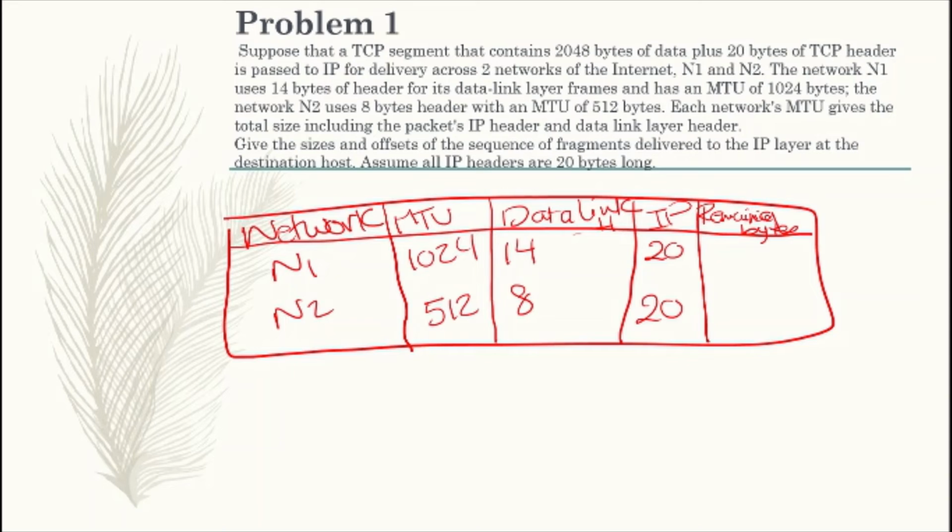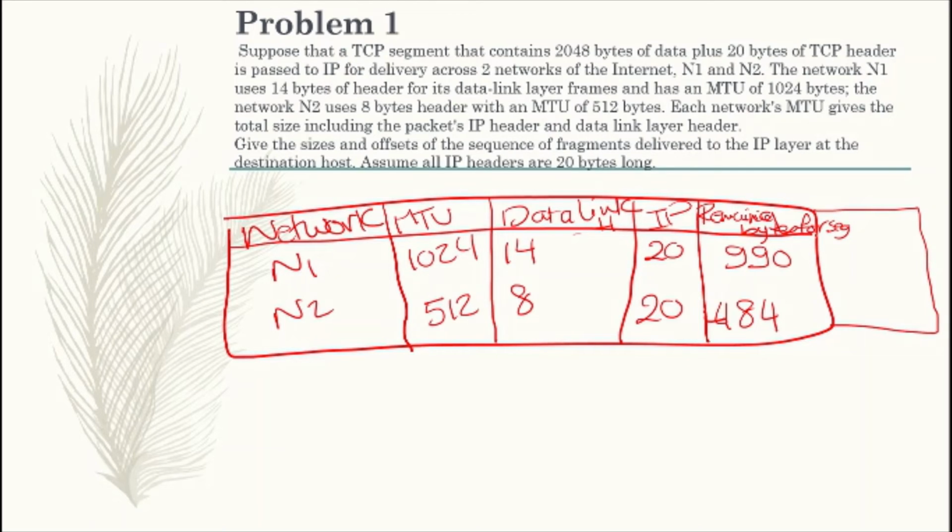So the remaining bytes for a segment would be 990 for N1, and in N2 would be 484. Again, how did we get these numbers? We simply subtracted the headers from the maximum transmission unit. So the remaining bytes that could be used for the segment are 990 for N1 and 484 for N2.